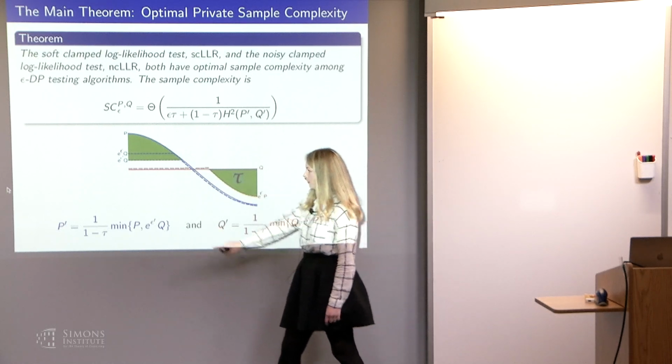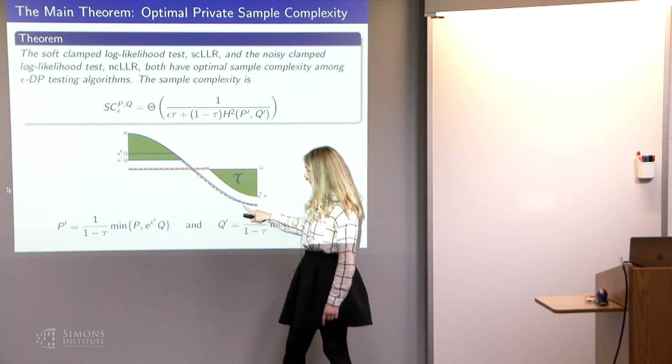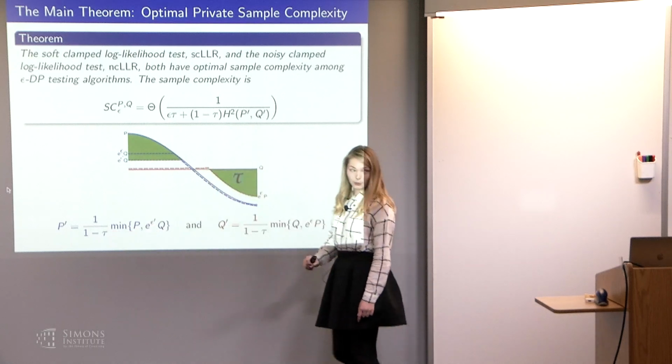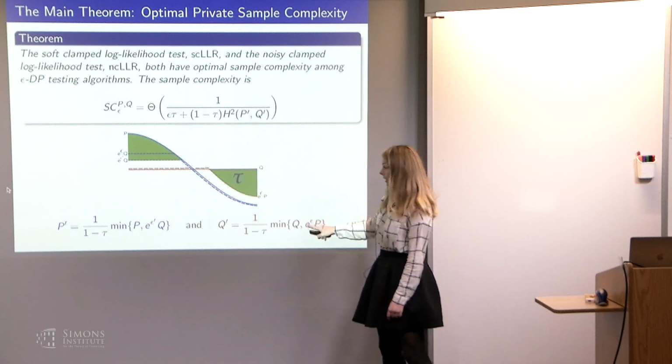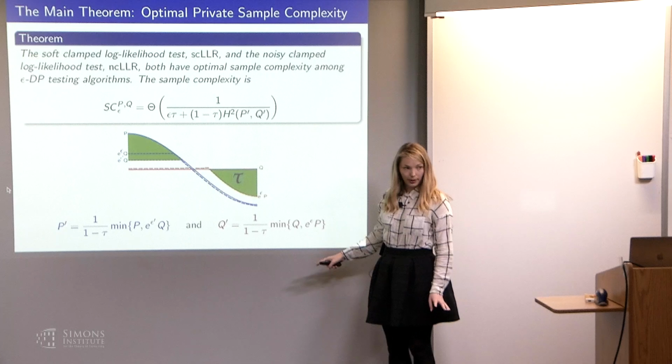So what are P prime and Q prime? For P prime, we take this blue dotted line and normalize it. Its normalization constant is 1 minus tau, and that's the distribution we call P prime. The same thing for the red dotted line: we normalize it, and that becomes Q prime.